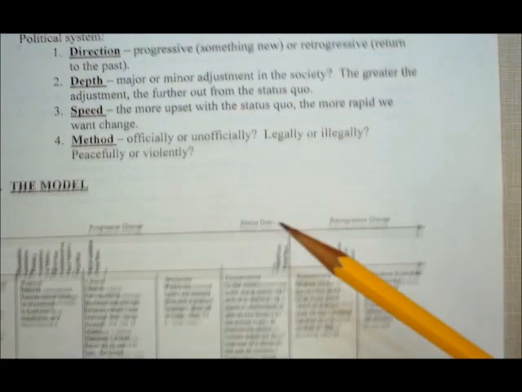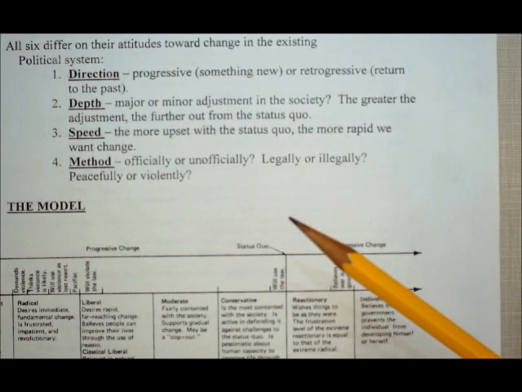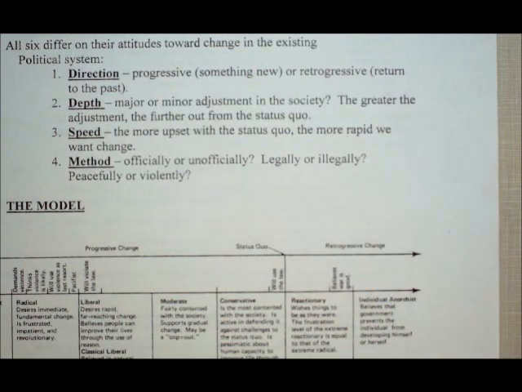Number 3, speed. The more upset with the status quo, the more rapid we want change. Okay, so how quickly do you feel change is necessary? Number 4 is method. Should change be made officially or unofficially, legally or illegally, peacefully or violently?